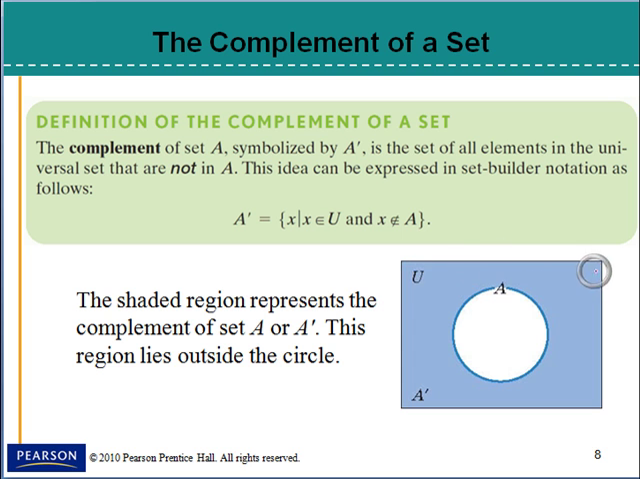Here we have a union, which gives me the universal set. And here is set A, everything here is set A, and everything outside here is the complement of A.